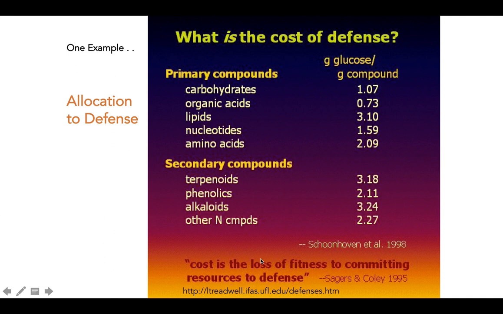So the cost of defending yourself is the loss of fitness from committing resources to growth rate, but also a cost is the loss of fitness from committing resources to defense. Okay? So allocation to defense can increase your survivorship, but it comes at a cost. That is, you won't be able to make as many primary compounds necessary in order to grow, okay? Or to allocate to reproduction, a trade-off.